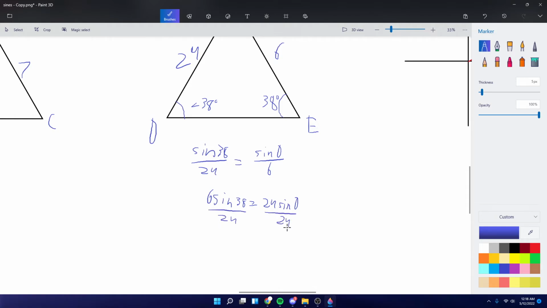Put this in your calculator. What would you get? You get sine D equals 0.14.